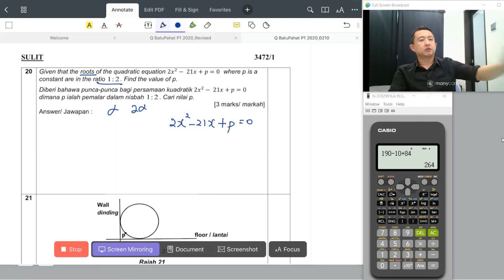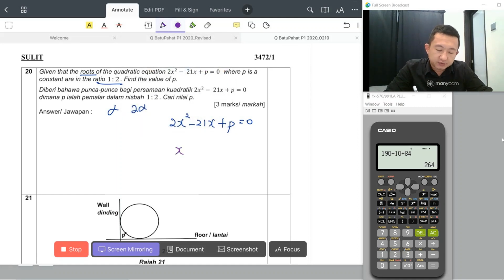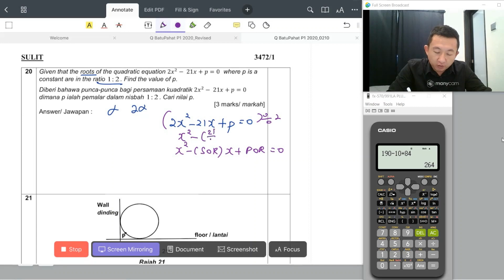You have the roots. We can link to the sum of roots and also the product of roots. The formula is x squared minus SOR, sum of roots, plus POR, product of roots, equals 0. Compare this one. Something we need to do, right? We need to divide everything by 2. And we have x squared minus 21 over 2 x plus p over 2 equals 0.